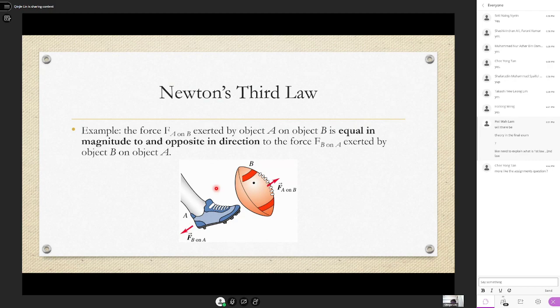Last time in school, I had a friend. He plays soccer. He's not in the soccer team, so he just hit the ball. Maybe he doesn't know the correct technique. So after he hit the ball, he really didn't feel well, and then he went to the hospital. Okay, so it's because of Newton's third law. When you hit something, that thing is hitting you.